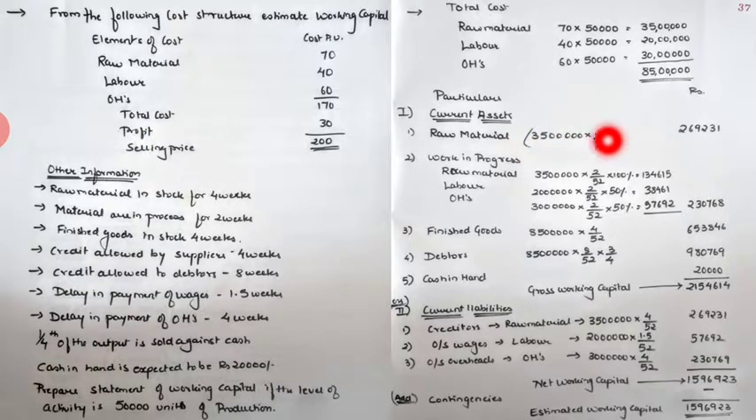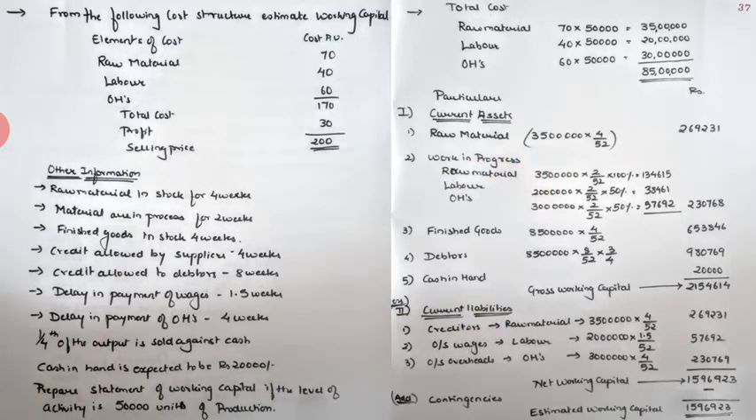So that is how the calculation goes. 35 lakhs into 4 divided by 52 gives you 2,69,231. So the working capital required for raw material is 2,69,231. Then coming to work in progress. This part is a bit confusing, but try to understand it.